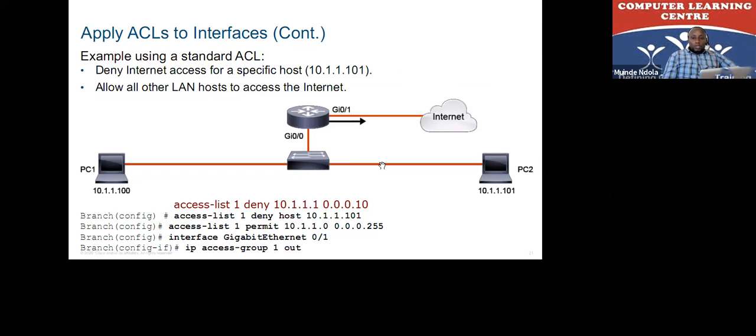After you create the access list, you go to the interface G0/1 and use the command ip access-group 1 out, or based on the direction. There are two points where we can apply the ACL: on G0/0 or on G0/1. When you apply it on G0/0, the direction will be in, but when you apply it on G0/1, the direction will be out.